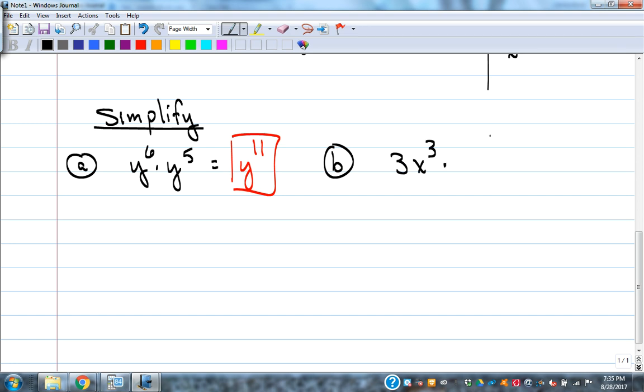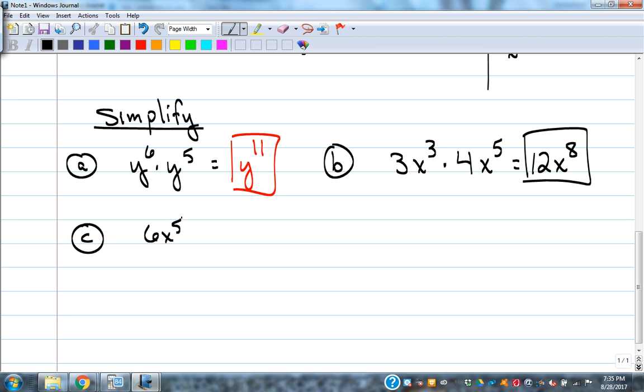Make it a little tougher. Put a number in front, a coefficient. What do you do with those numbers in front? Multiply them, because we're multiplying everything together, right? So 3 times 4 would be 12. X to the what? 8. Add them. So multiply the coefficients, add the exponents. And that's easily confused and can happen, but just pay attention to what you're doing. You'll be okay.